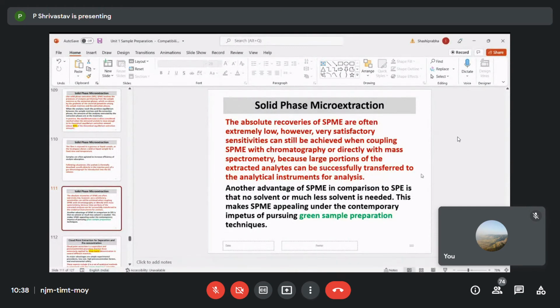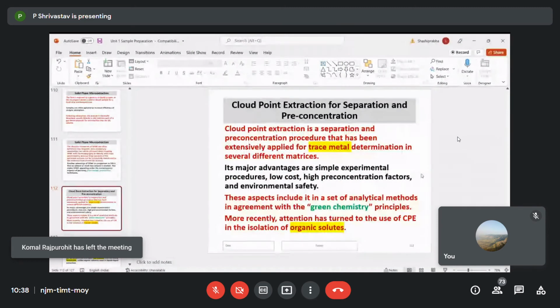So that was about solid phase extraction, and now the last part, and that is cloud point extraction for separation and pre-concentration. Now this is very important. Cloud point extraction is not a new technique or a new approach, but it has been introduced in your syllabus since last year. First, it of course is a sample preparation technique. At the same time, it pre-concentrates the sample, very similar to liquid-liquid extraction. So this is what you achieve.